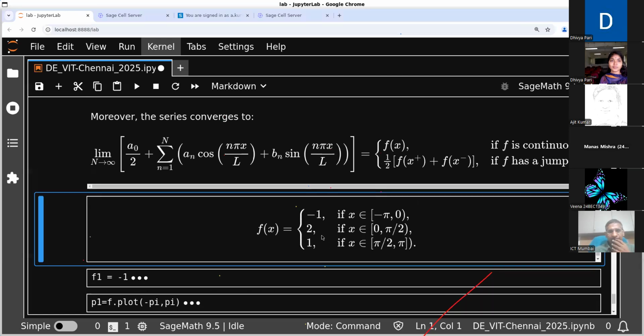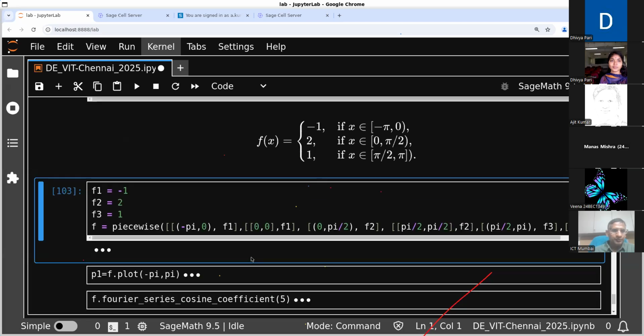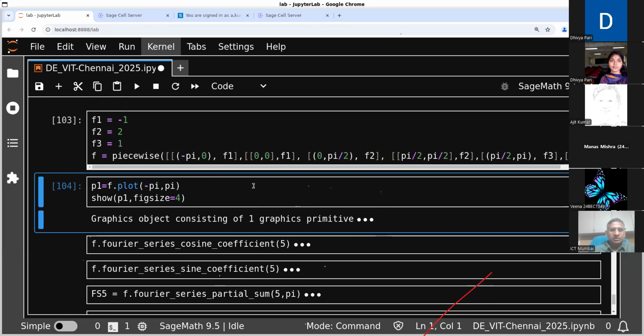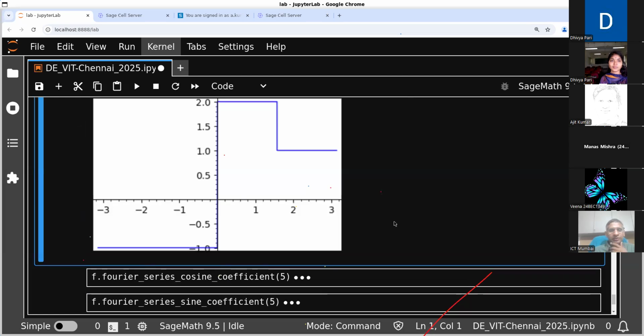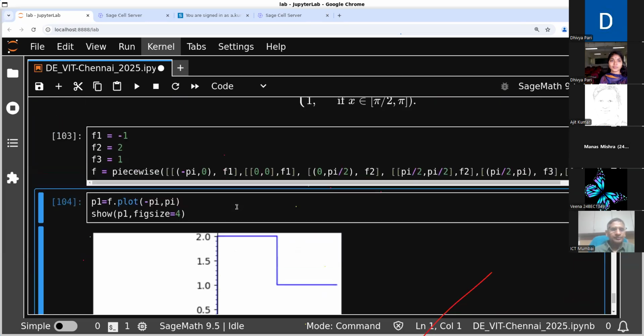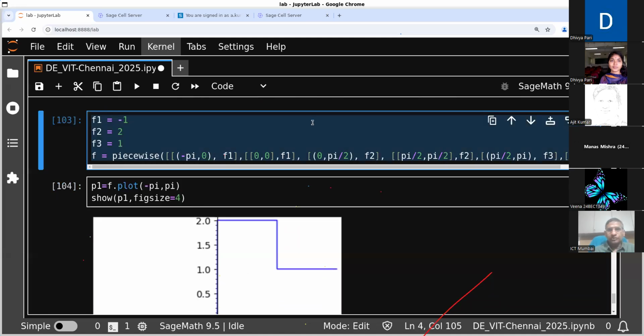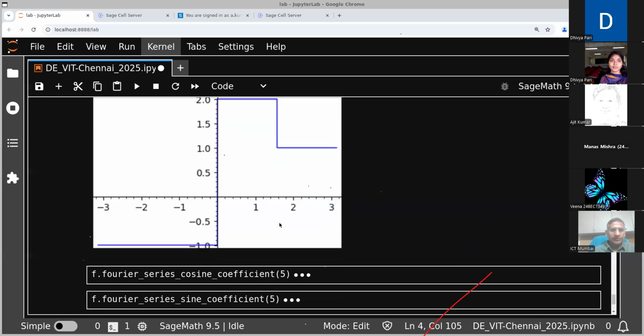For example, let us look at this function. F of x equal to -1 when x lies between minus pi and 0, equal to 2 between 0 to pi by 2, and 1 between pi by 2 to pi. If you try to plot the graph of this function, this is how the graph looks like. Okay. Let me copy this for you. In case you want to, this is how the graph looks like.